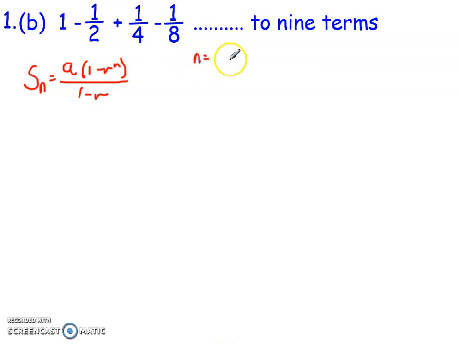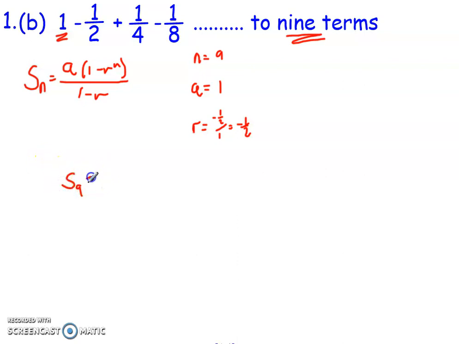First thing we need is n, so the number of terms. In this case, we can simply read it off. It's 9. We need a, the starting term. Again, simply read it off. It's 1. And then we also need r, the common ratio. To get that, we do the ratio of 2 consecutive terms. So if I do negative a half divided by 1, I get negative a half. So there's your common ratio, and you'll get that regardless of which 2 terms you take the ratio of. Now that I've got all the info, plug it all in, and I'm laughing.